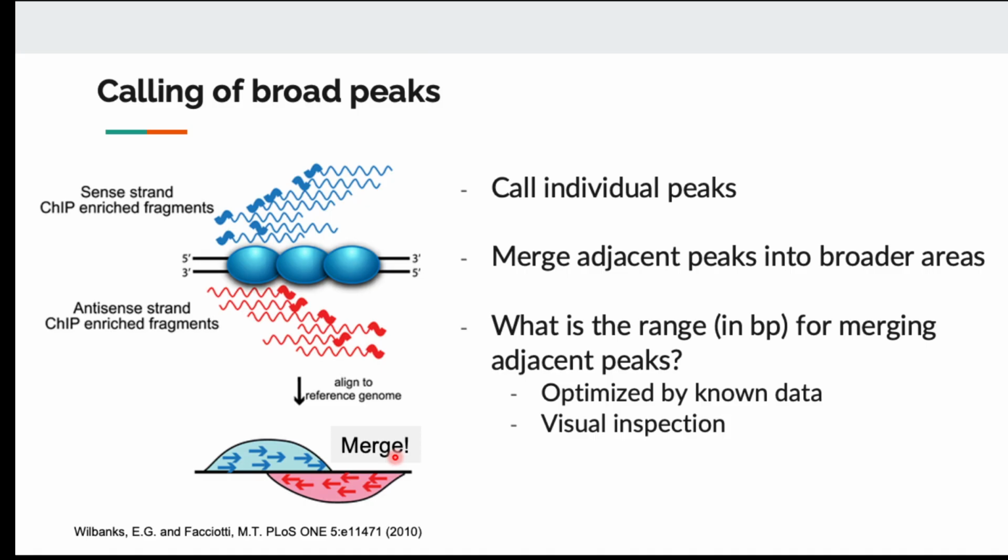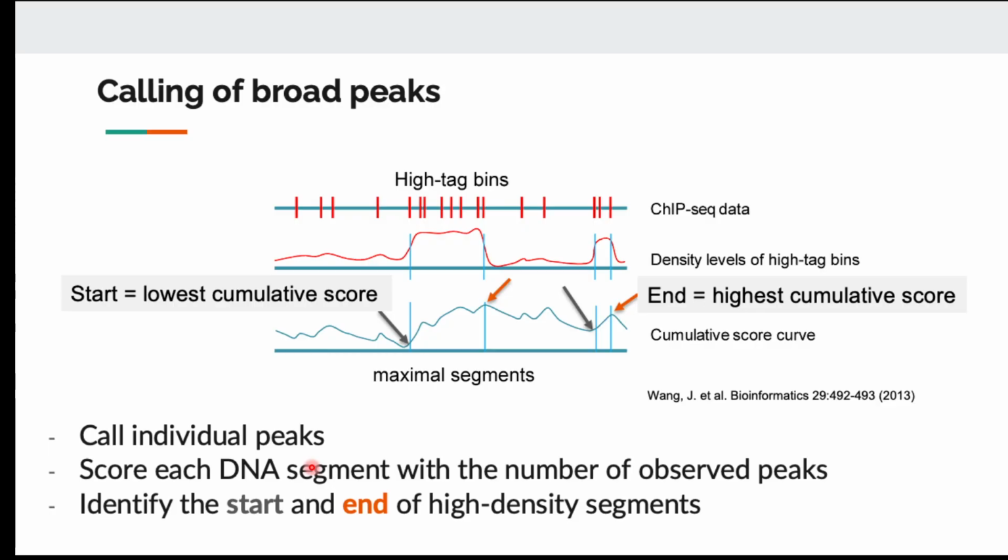But it's pretty subjective, right? How much of an overlap do we merge? So people try to come up with a way to score the overlapping nature of these peaks so that it's automated. We don't have to look or make some judgment. So there is another idea, and we're going to see this idea again in the transcriptomics module. But for now, let's consider this idea.